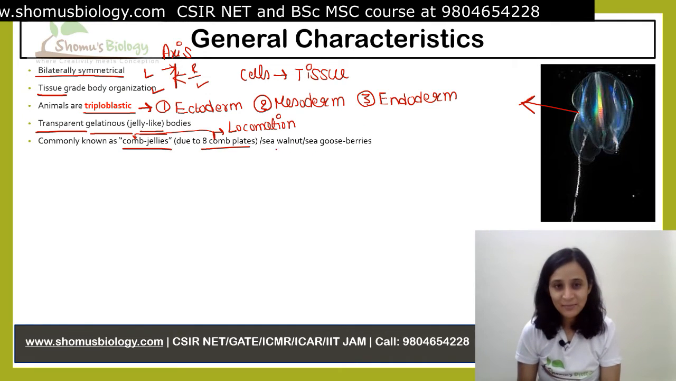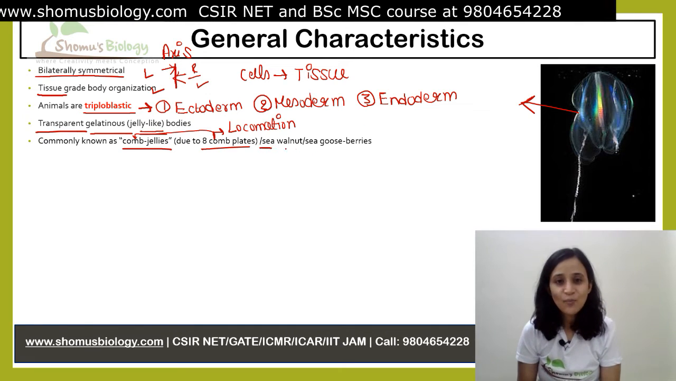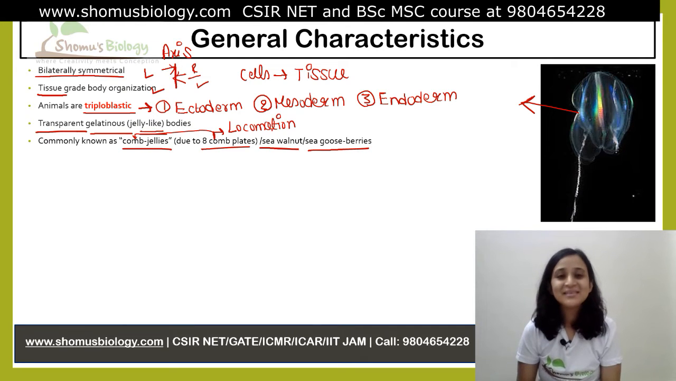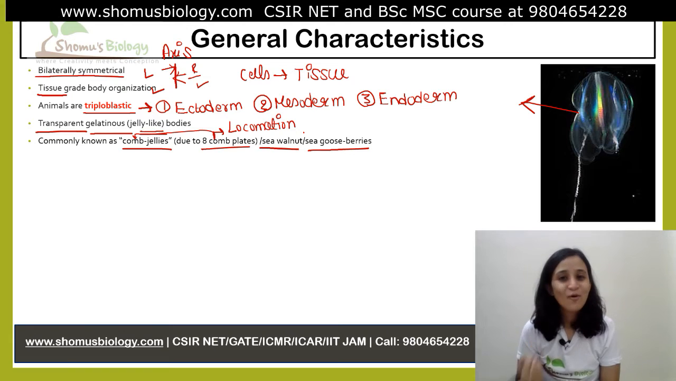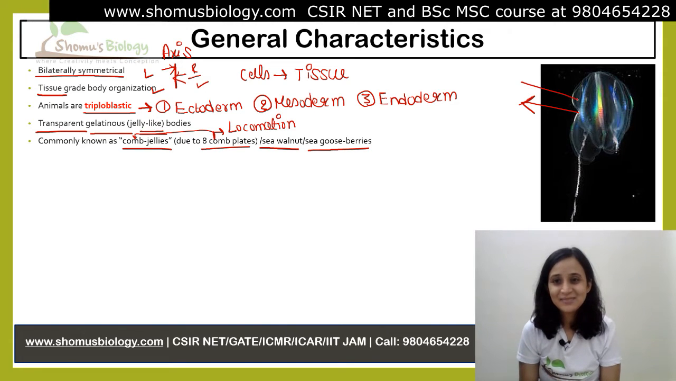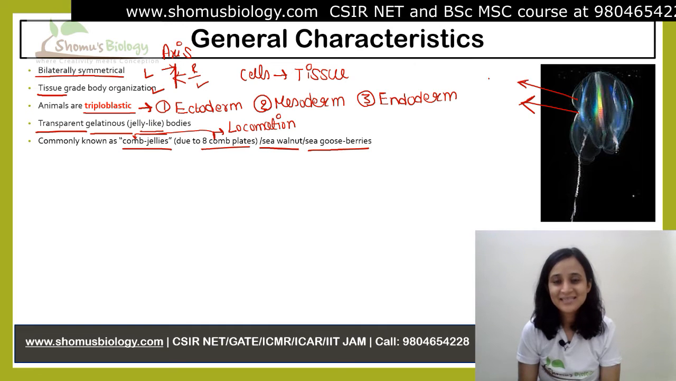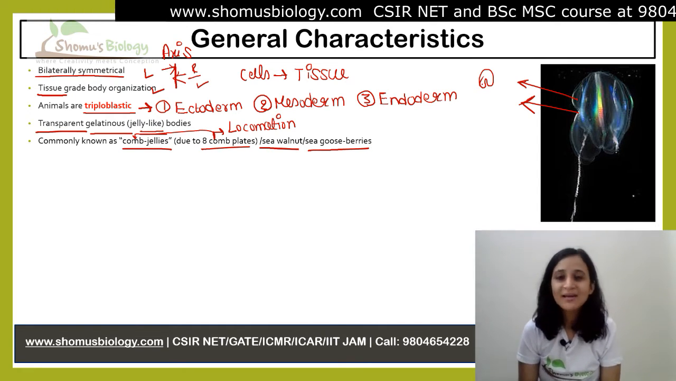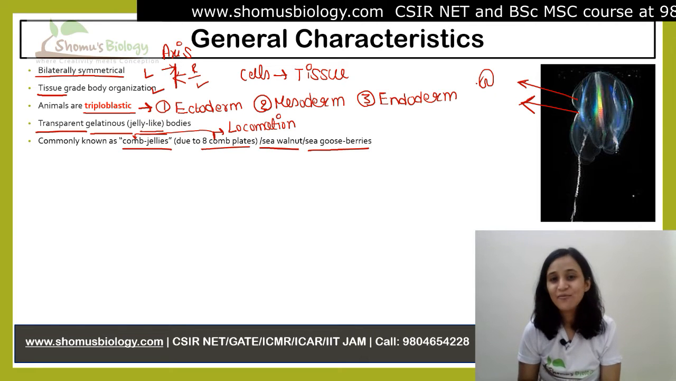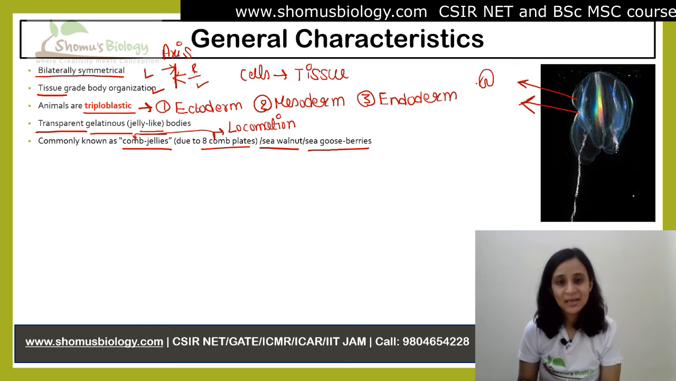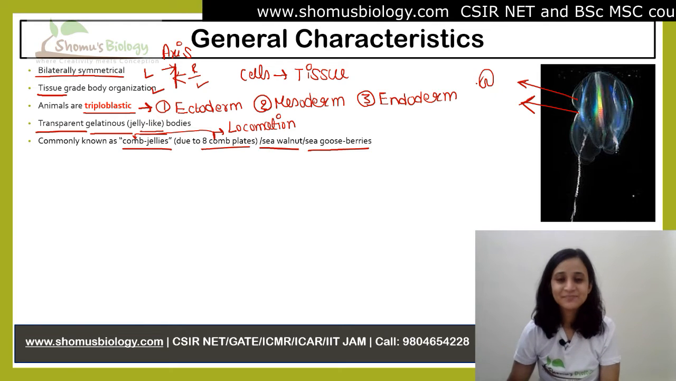They are also named sea walnut or sea gooseberries because their morphology is like a walnut. In this picture you can understand that their morphology is like a walnut or gooseberry. That's why they are named sea walnut or sea gooseberries.